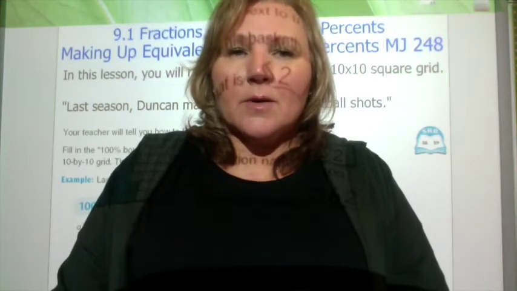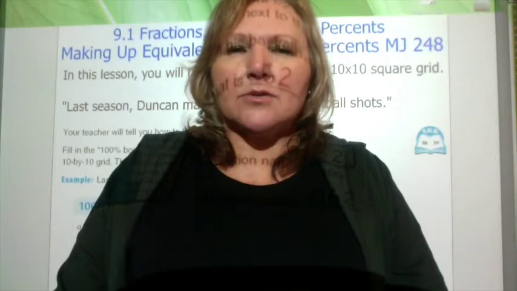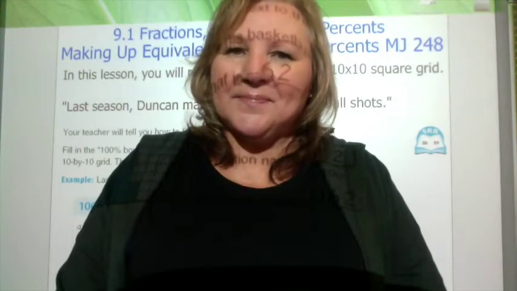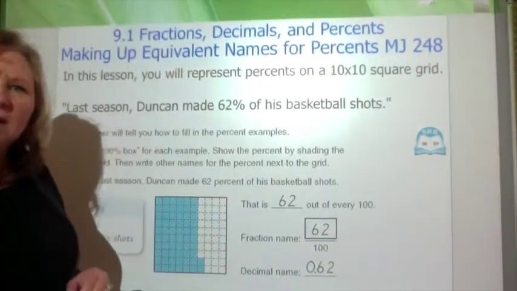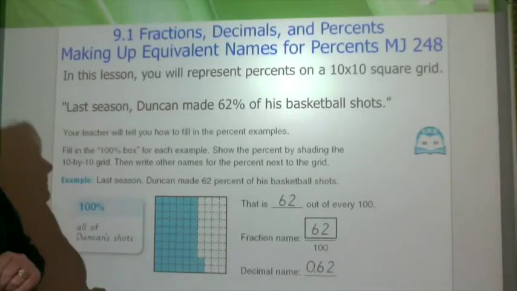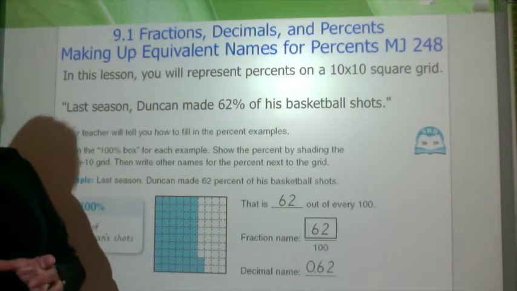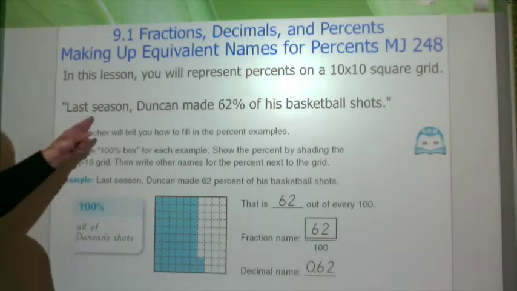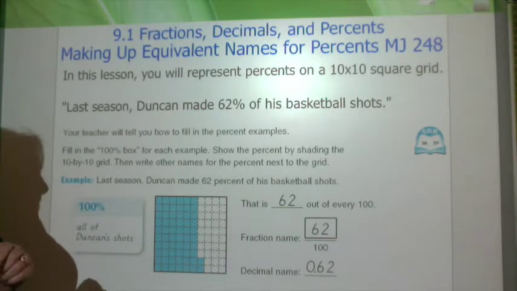So we're going to break this up into a couple different recordings just because if those recordings get too long, then YouTube does not like them. So here we go. Page 248, everybody. In this lesson, you will represent percents on a 10 by 10 square grid, and we know that that's our flat. Last season, Duncan made 62% of his basketball shots, which is pretty amazing.